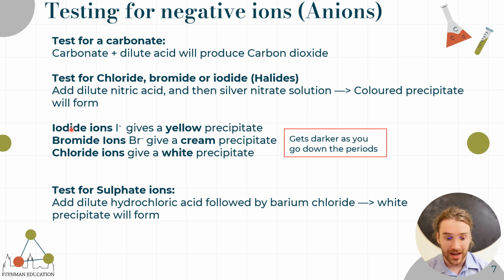Iodide ions, I minus, give a yellow precipitate, bromide ions give a creamy precipitate, and chloride gives a white precipitate. So the color of that precipitate is going to get darker the lower down the group you go. The test for sulfate ions is that we add dilute hydrochloric acid followed by barium chloride, which will give a white precipitate.